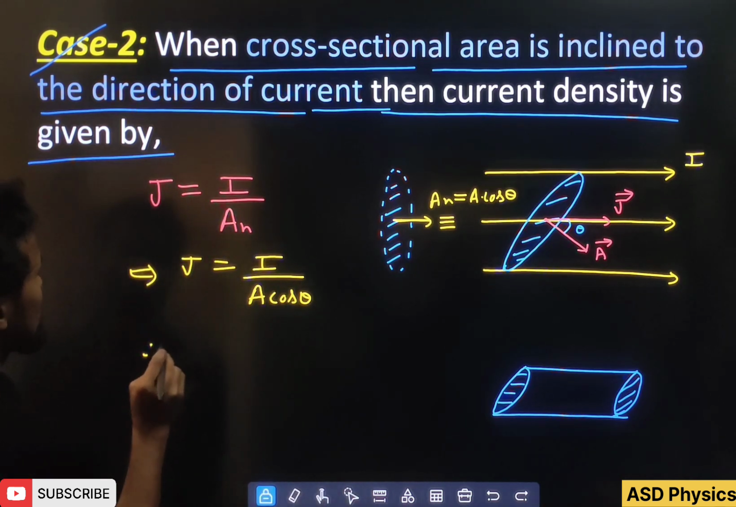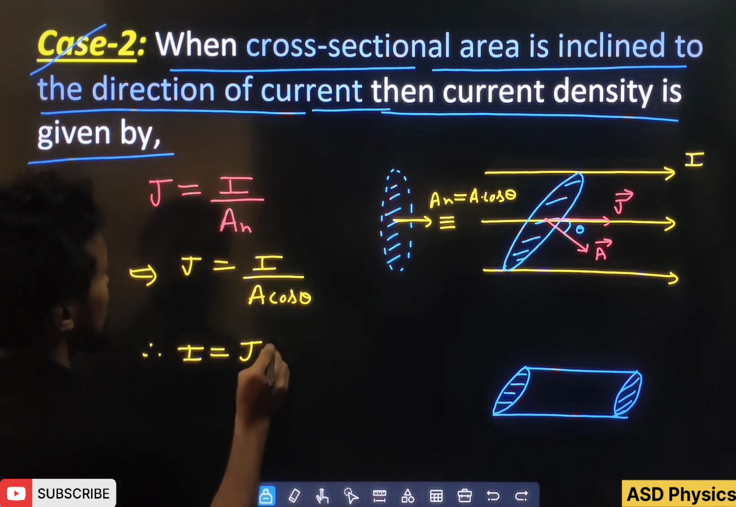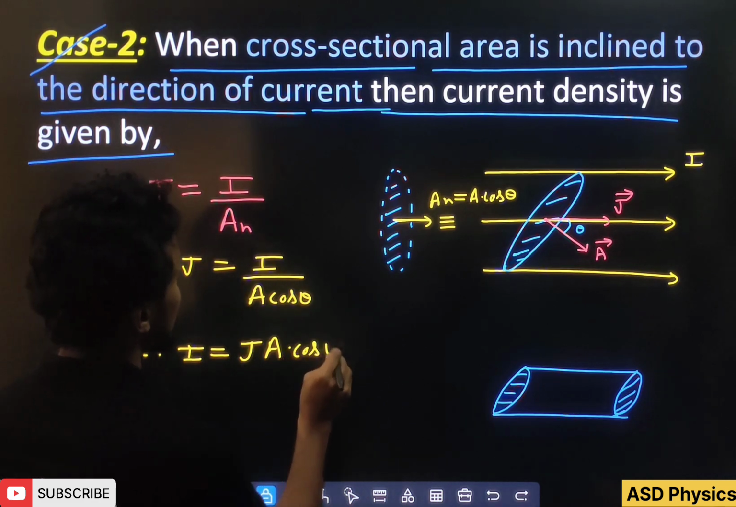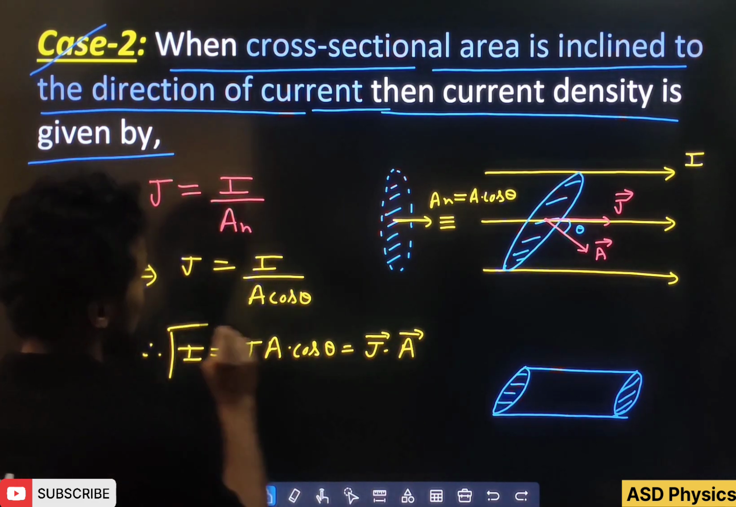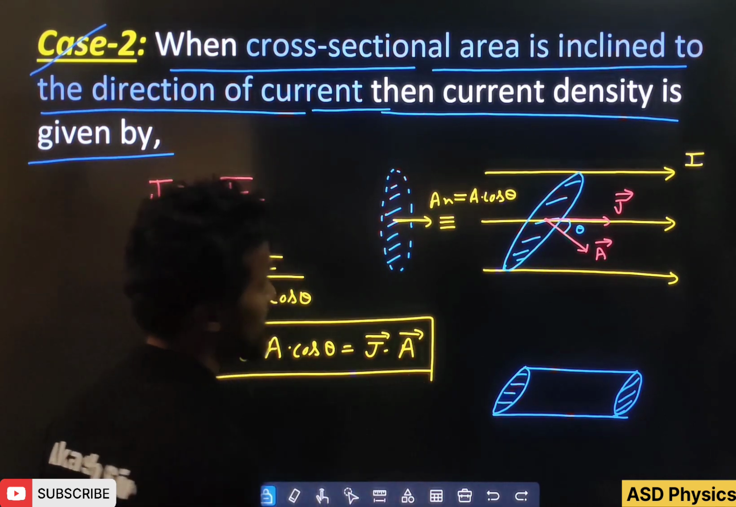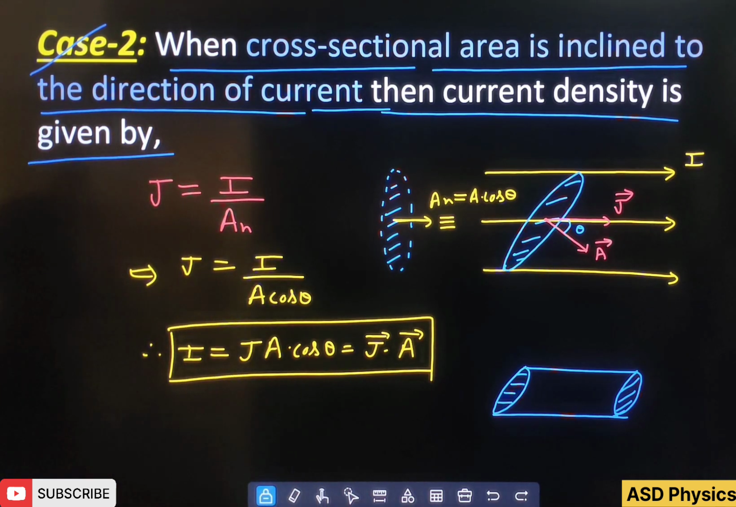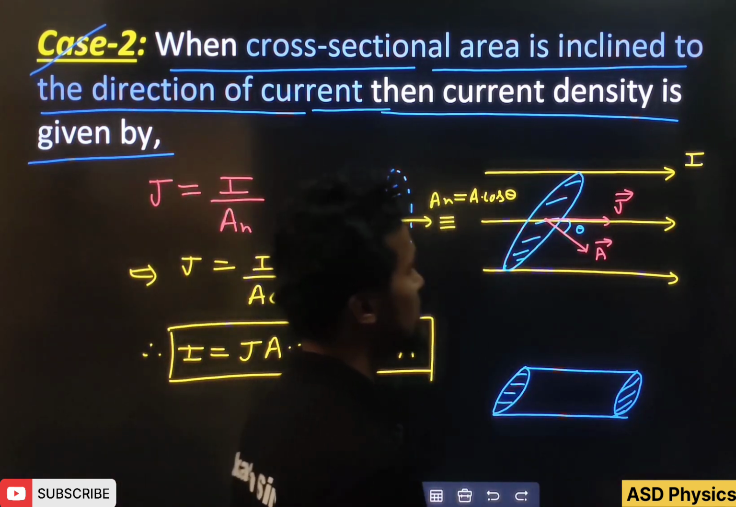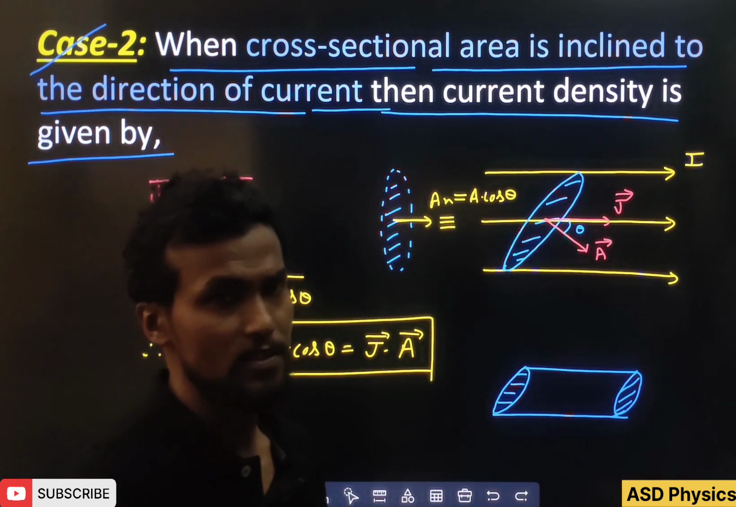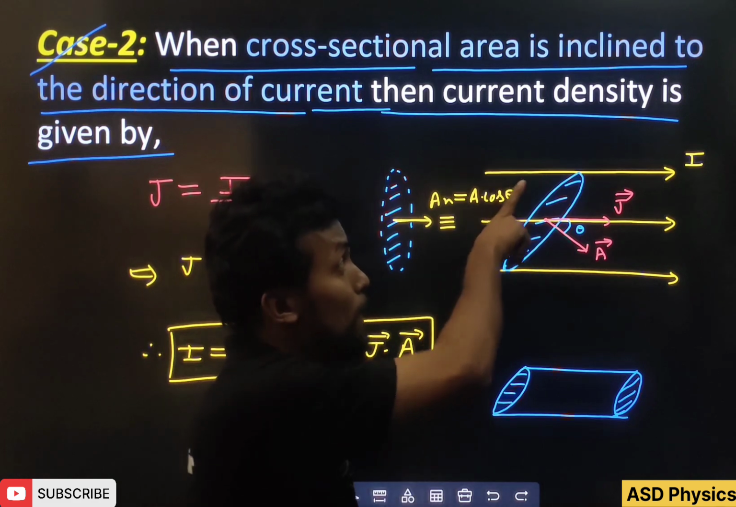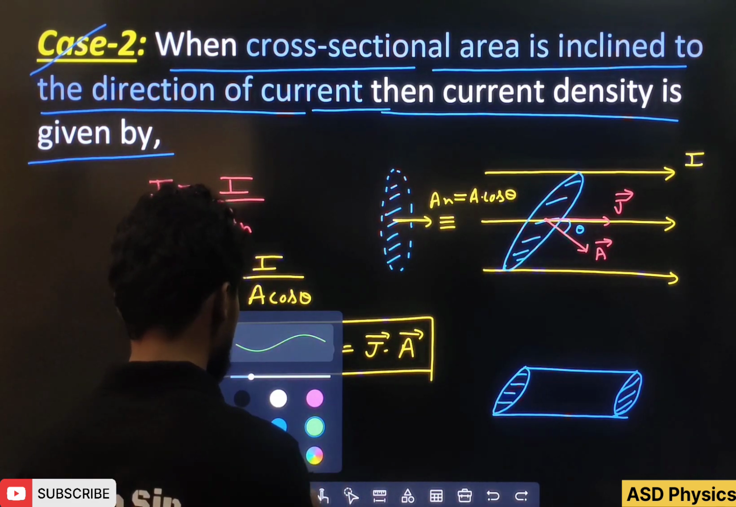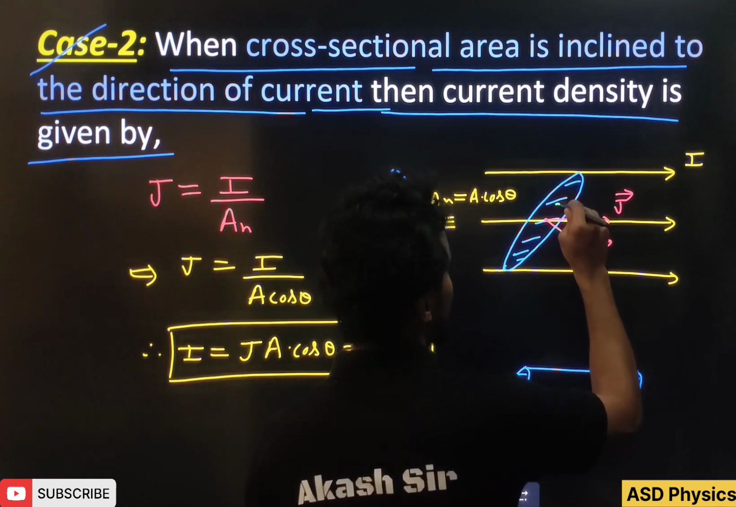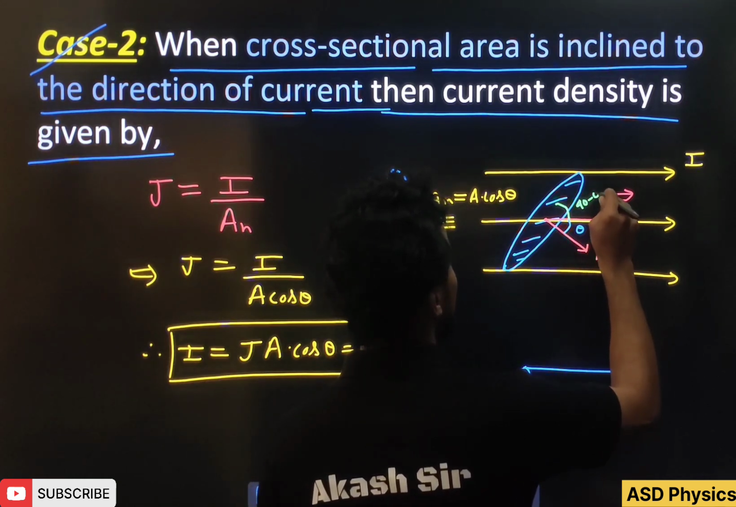From here we can tell I equal to J A cos theta, or we can write the vector J dot A. The dot product of current density and the area vector is the current. Theta is the angle between the area vector and the current density. If I talk about the plane of the area and the current density, the angle is 90 minus theta.